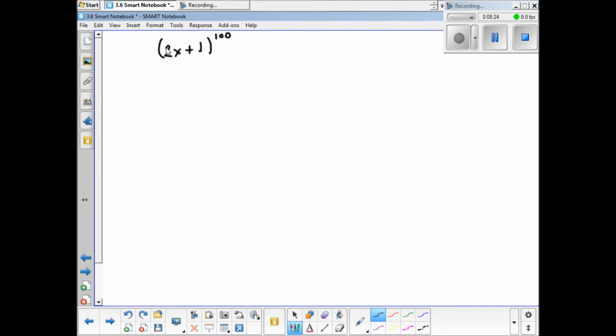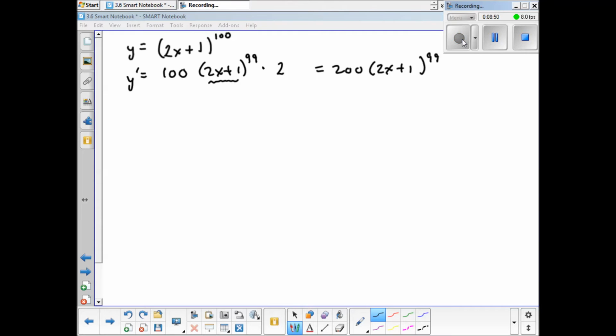seconds. So if this was our function, y prime would simply be 100 times (2x plus 1) to the what? 99th, times, and then the derivative of the inside, 2. The answer is 200 times (2x plus 1) to the 99th. Okay, very impressive. Alright, now let's take a look at some trig examples.